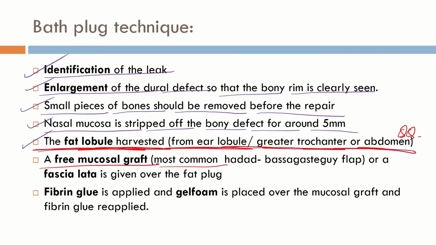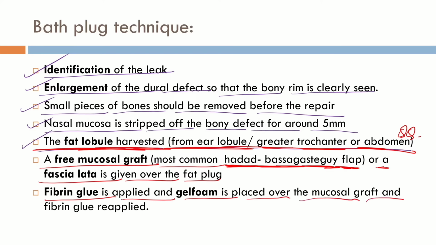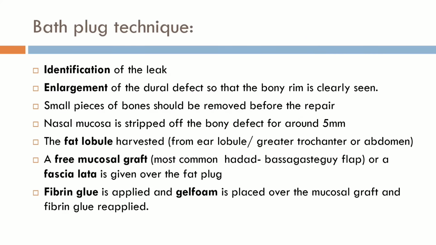Then a free mucosal graft, most commonly the Hadad-Bassagasteguy flap, or a fascia lata is given with the fat plug. Fibrin glue is applied and gel foam is placed over the mucosal graft and the fibrin glue is applied. This is the fat plug.